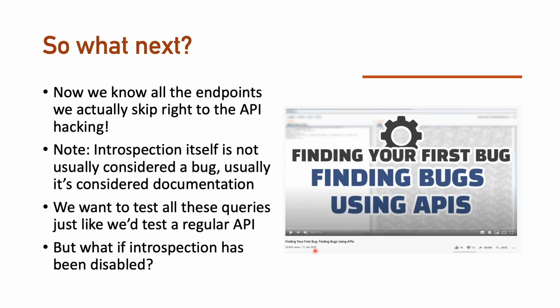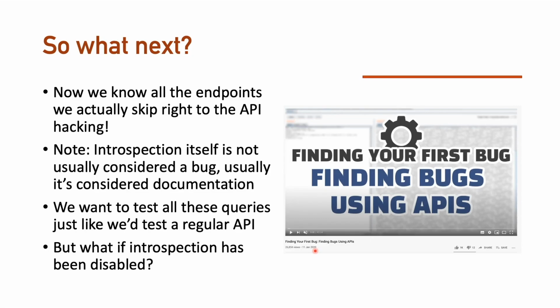Now, I said this before, but I do want to make it really clear. Introspection itself is not usually considered a bug. It's usually considered documentation, because quite a lot of the time the people using GraphQL are developers, whether internal or not. It can be a bug under some circumstances if there are internal methods being shown there. It might be considered information disclosure. However, don't get too excited if it just introspects and shows you all of the data back. It may not be a bug at the end of the day.